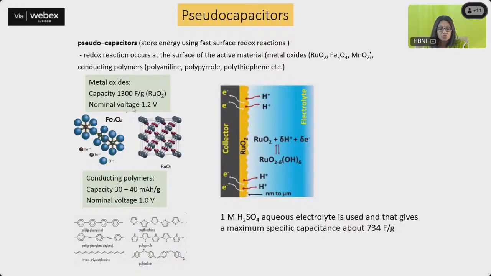So if I look into a pseudocapacitor, you just see the capacity over here. If you have a metal oxide like ruthenium oxide, which is being used as a pseudocapacitor material, then the capacity is around 1300 farads per gram. In case of conducting polymers, you'll find the capacity is definitely much lower. And if you're combining both of these, then also you will find a lot of capacitors which can be used, and they will also have a very high capacitance value.